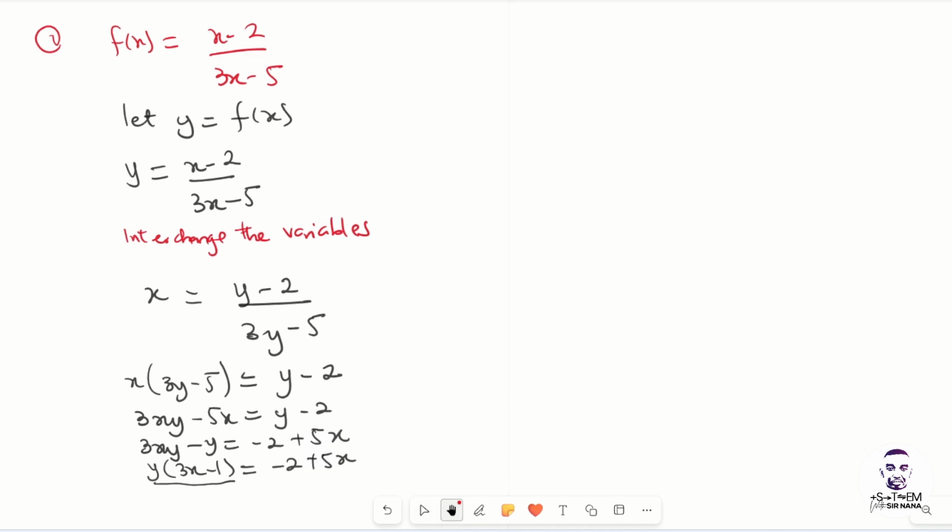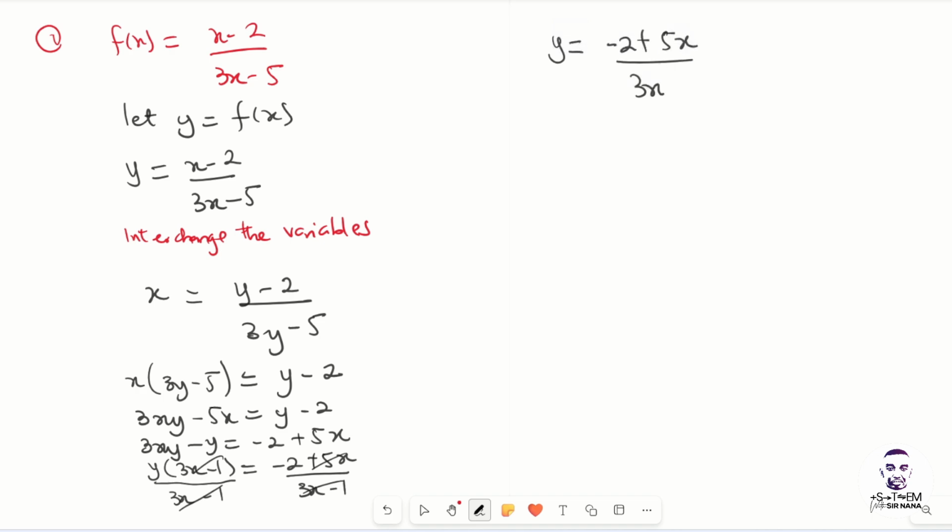So in this part, we have the coefficient of the y to be equal to 3x minus 1, and then this side to be 3x minus 1. So it means that we have our y, right, to be equal to minus 2 plus 5x all over 3x minus 1. Right, so it means that we write our f inverse of x to be equal to minus 2 plus 5x all over 3x minus 1.